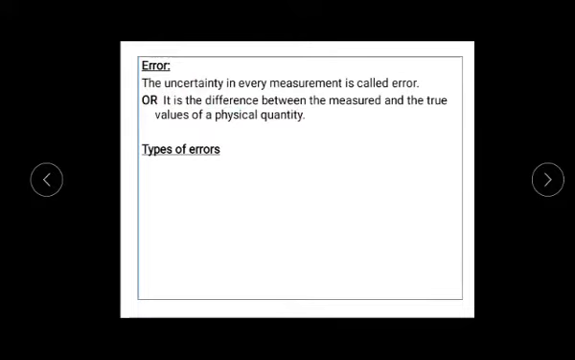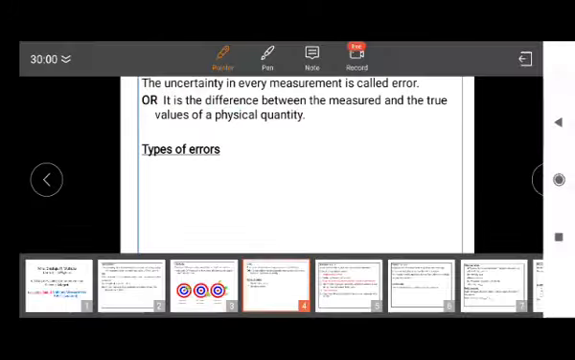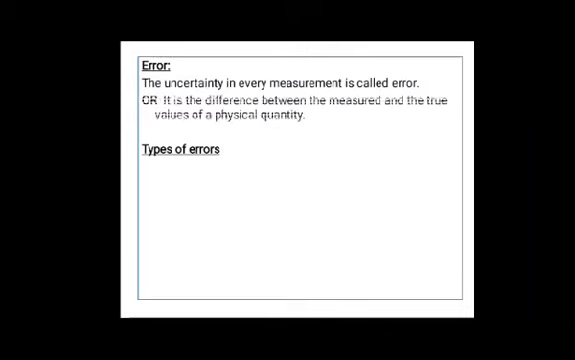Now let us take types of error. So what are the types of error? There are mainly two types. One is systematic error, another one is random error. See the word systematic error, means what? You are doing mistake systematically, correct? So now let us see what is the meaning of systematic error. Means which error we can call as systematic error. Systematic error is nothing but these errors tend to shift the result in one direction.